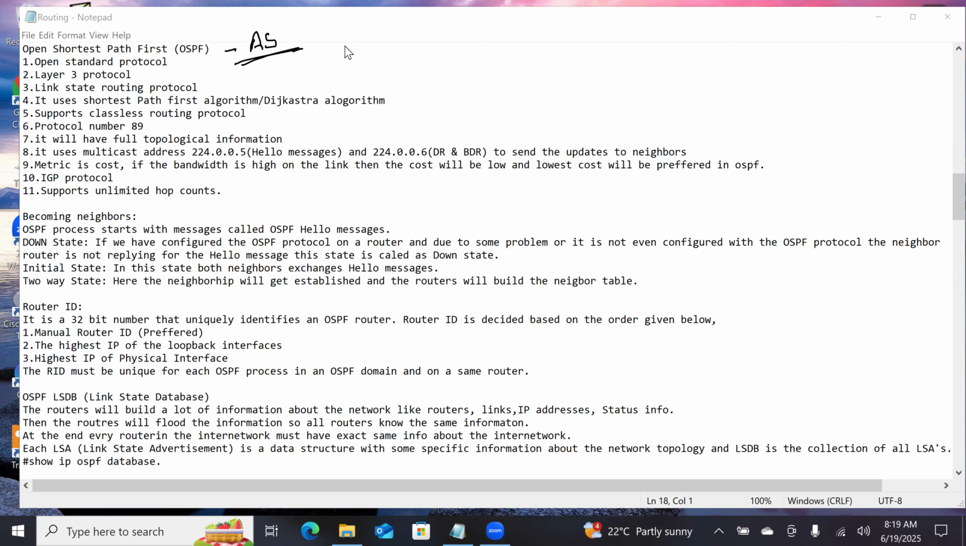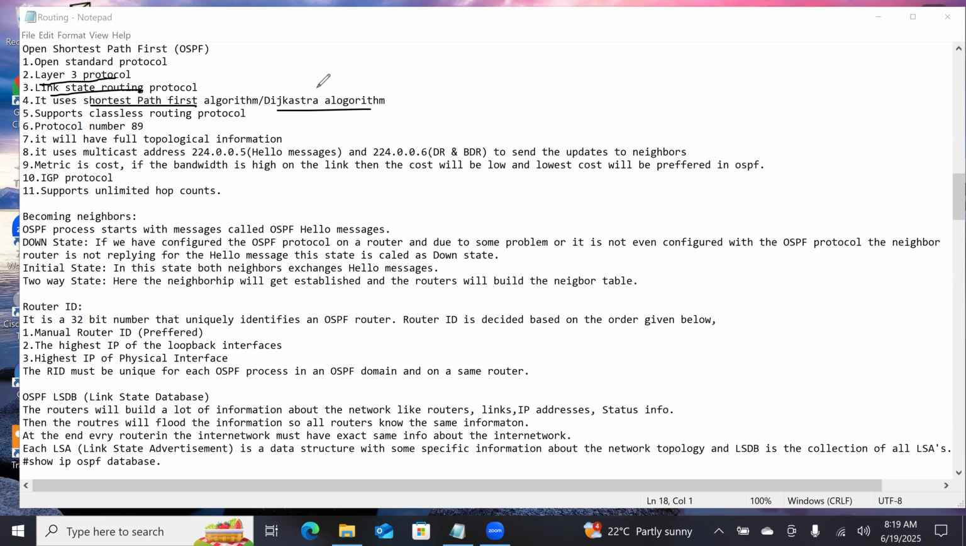Next, the first one, Open Shortest Path First. What does OSPF stand for? Open Shortest Path First, and this is a layer 3 protocol. Which layer? It's a network layer protocol, and it is a link state routing protocol. That means it uses the shortest path first or Dijkstra algorithm to find the best path.